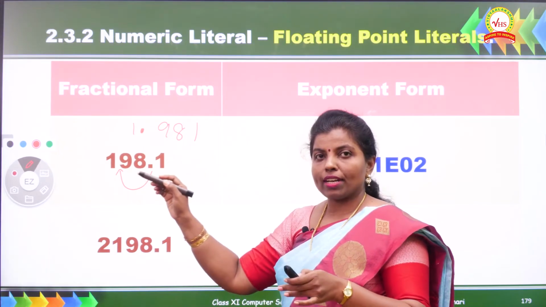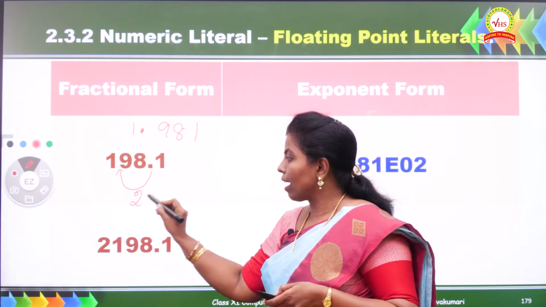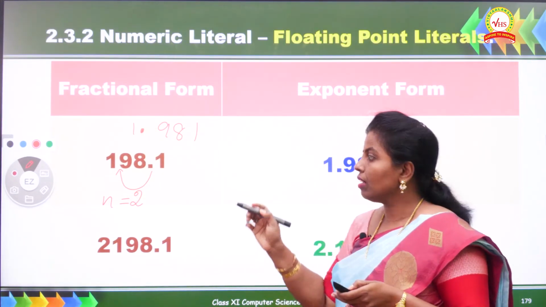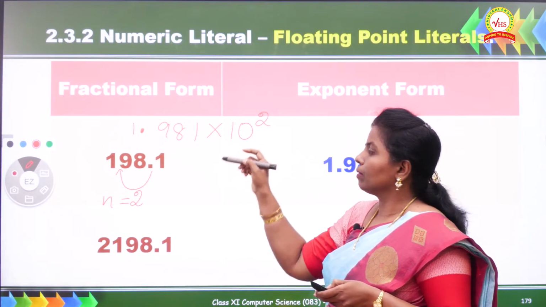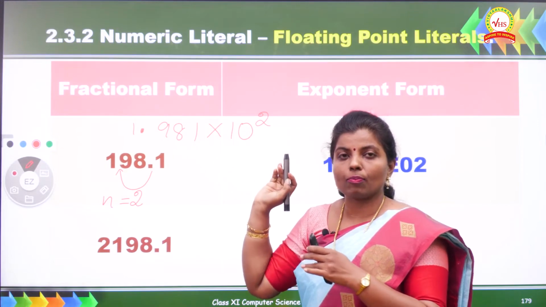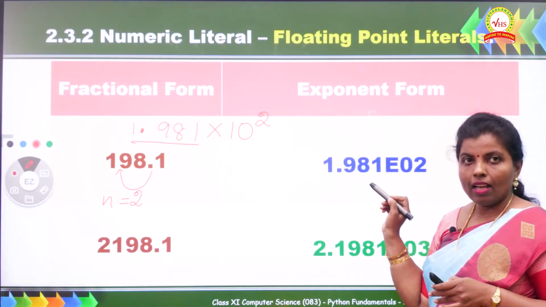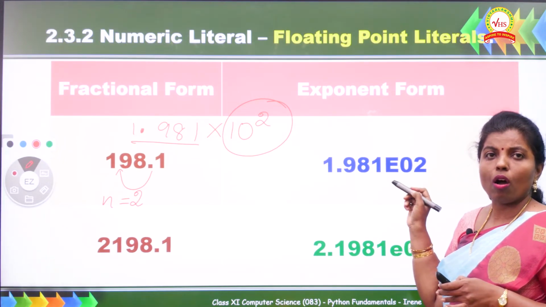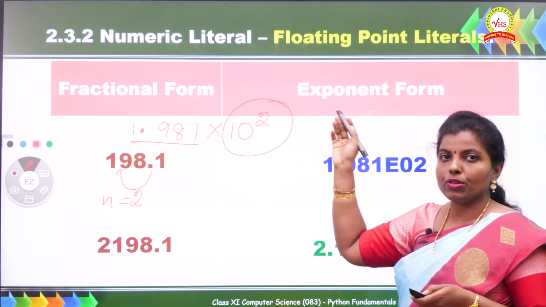Now, I have to see towards which direction I have moved. I have moved towards the left. How many digits have I moved? 2 digits. The value of n is going to be 2. As I have moved towards the left direction, I am going to multiply this by 10 raised to the power of n, so it is going to be the positive powers. So, when I represent this number in the exponent form, I will write 1.981, and then this 10 power 2 will be represented as E02 or E2 or small letter e2. So, this is how we convert the fractional form into exponent form.